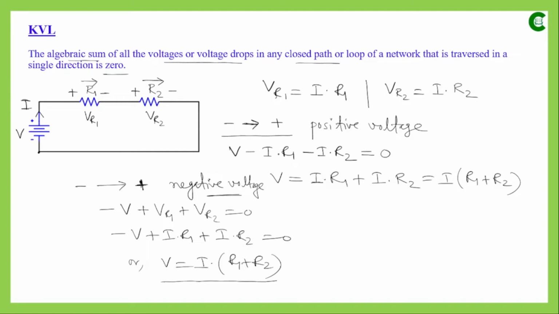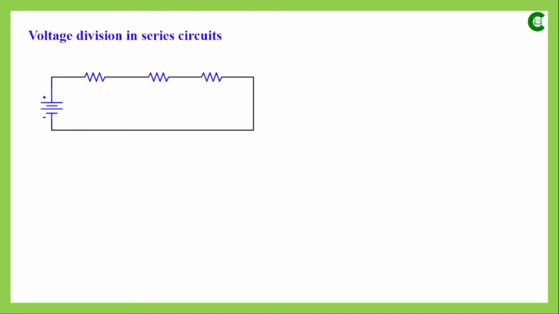Next we will see how, in a series circuit, the voltage is divided among all those components which are connected in series. In this circuit, as we can see, we have three resistors. Say their values are R1, R2 and R3. They are connected in series with each other, and with them there is a voltage source having value V, and that is also connected in series.